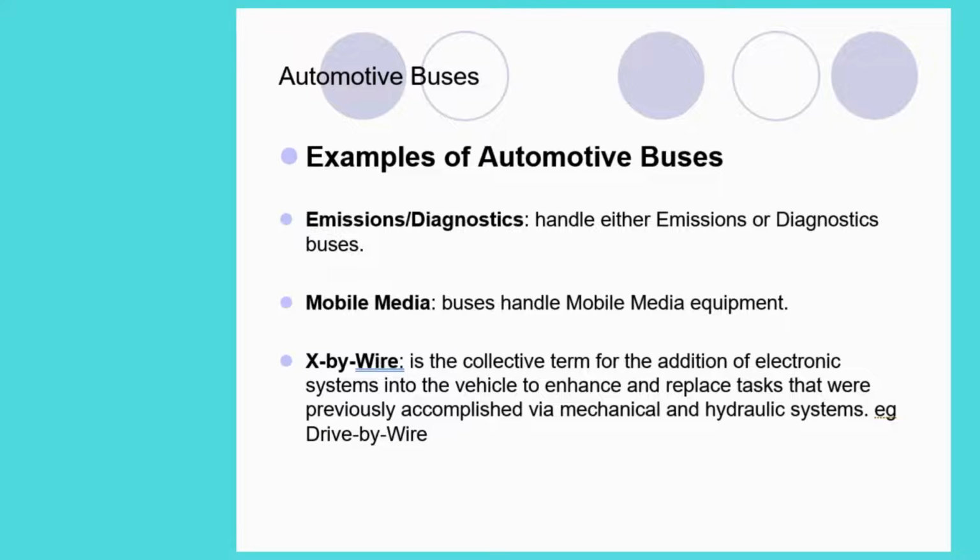Examples of automotive buses: emissions and diagnostics. These buses handle emissions and diagnostics information. Mobile media. These buses handle mobile media equipment information. X-by-wire. X-by-wire is the collective term for the addition of electronic systems into the vehicle to enhance and replace tasks that were previously accomplished via mechanical and hydraulic systems. For example, drive-by-wire.